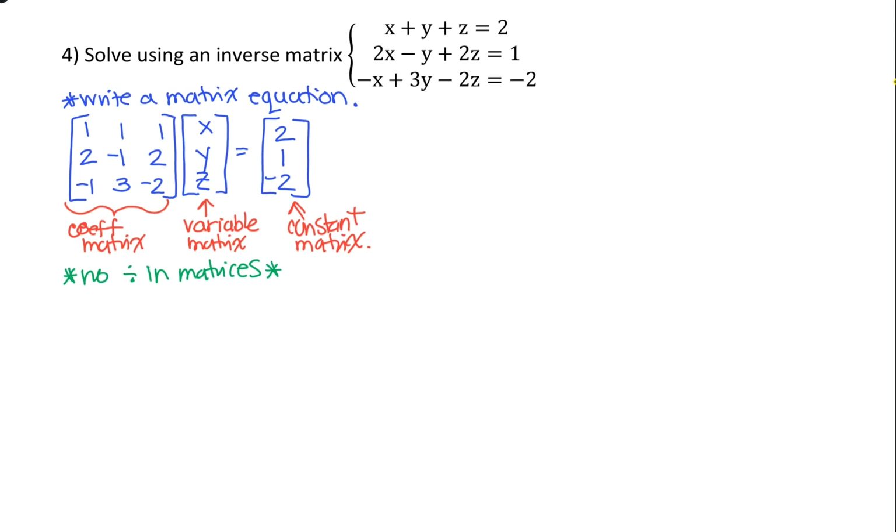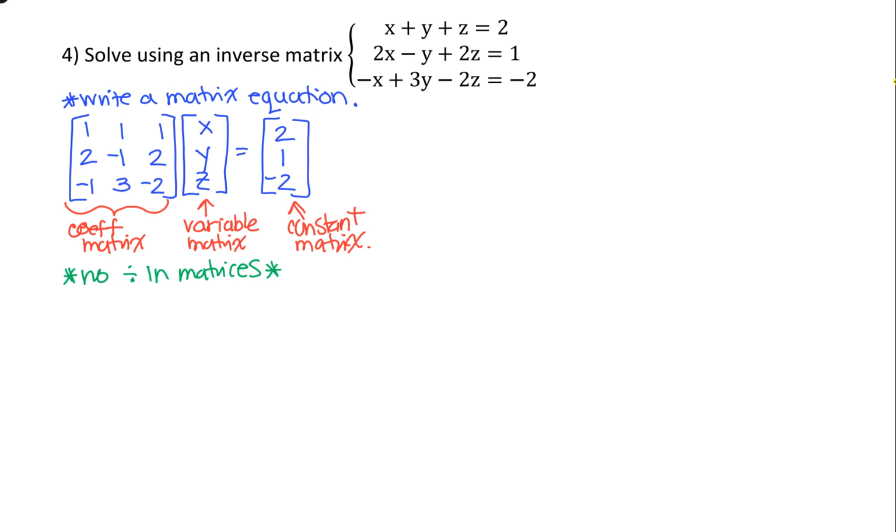So I'm going to think about, how do I get rid of something with multiplication? To get rid of something, I multiply by its inverse. What I want to get rid of is this matrix on the left so that I can have just the variables remaining. So to get rid of a matrix, I multiply it by its inverse.